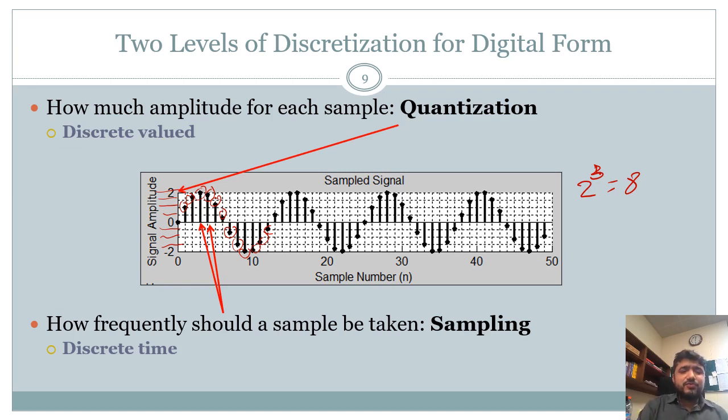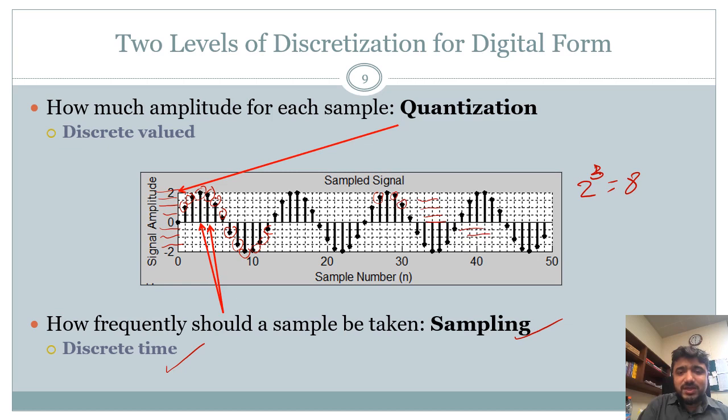And then how frequently a sample should be taken is what's known as sampling. So this is the discretization in time. In this diagram, you just see sampling. You don't see quantization, because you see that not all values are aligning to these straight lines.